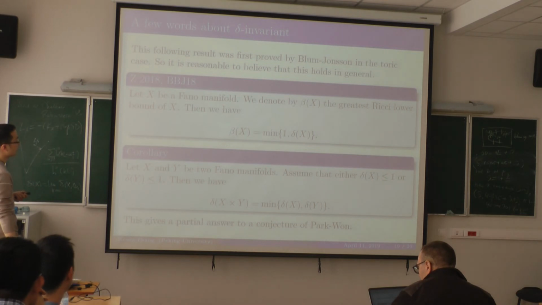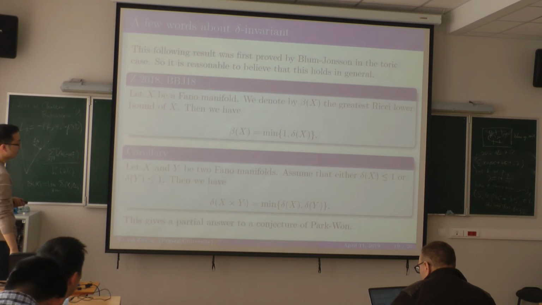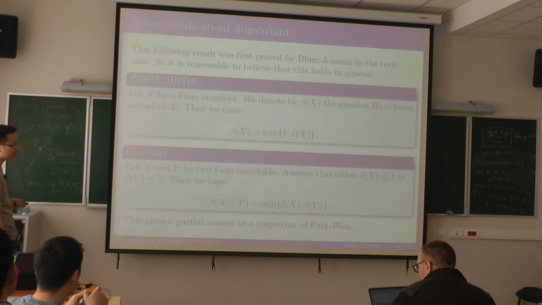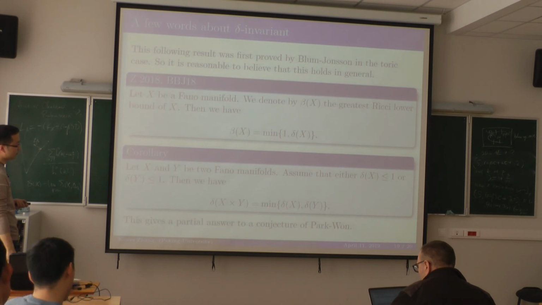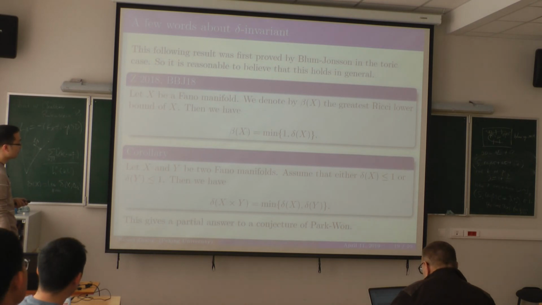So I just want to mention a nice corollary of this observation, and it's the following. In the paper of Park and Wang, they proposed a conjecture. They conjecture that for any two Fano manifolds, the delta of the product is just determined by the minimum of delta X and delta Y. But if we use this, then we can show that if the delta of one of them is smaller or equal to 1, then this is indeed true.